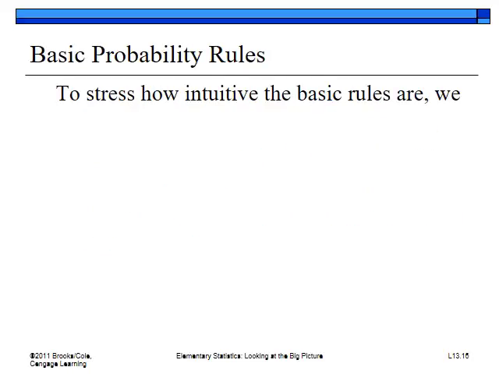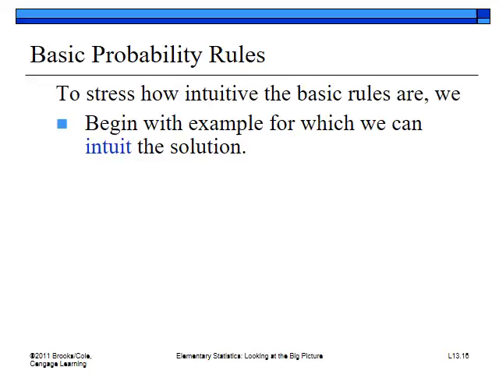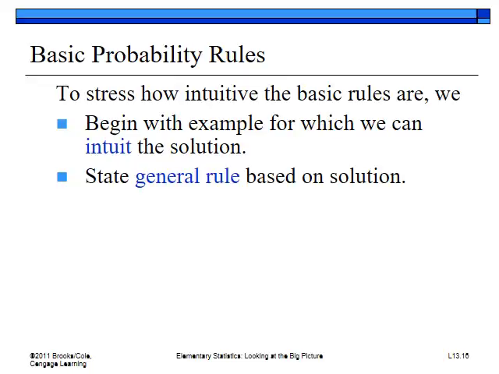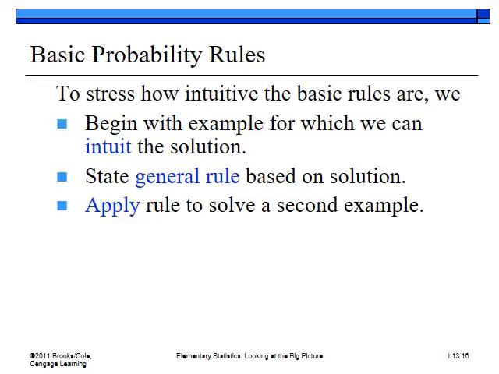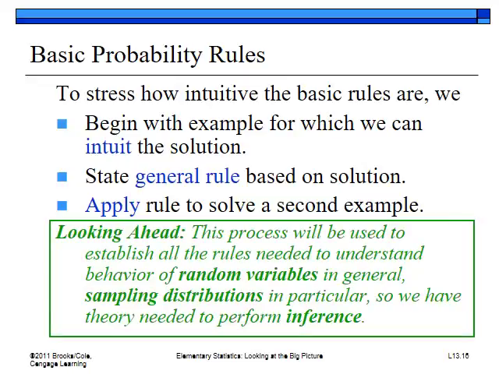So here's how we're going to introduce the rules going forward. We'll start with an example from which we can intuitively derive the solution. We'll use the solution to our example to derive a general rule, and then we'll apply the rule to another example. Keep in mind that we're going to be taking all of these and applying them to random variables and sampling distributions. Once we know how to apply these rules to random variables and sampling distributions, we'll have the tools we need to do statistical inference.